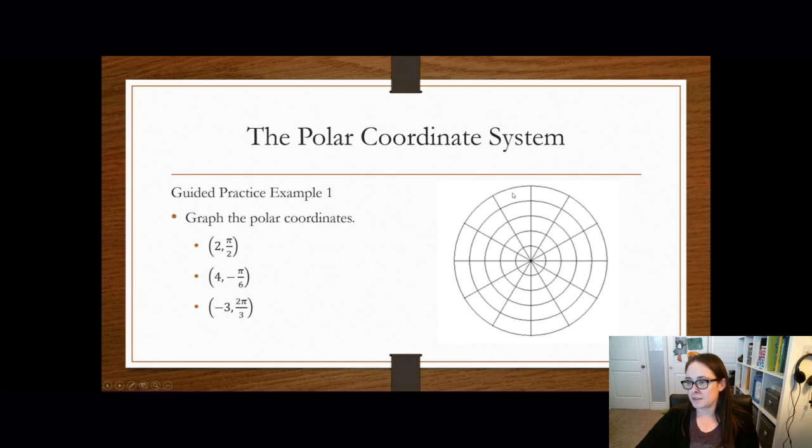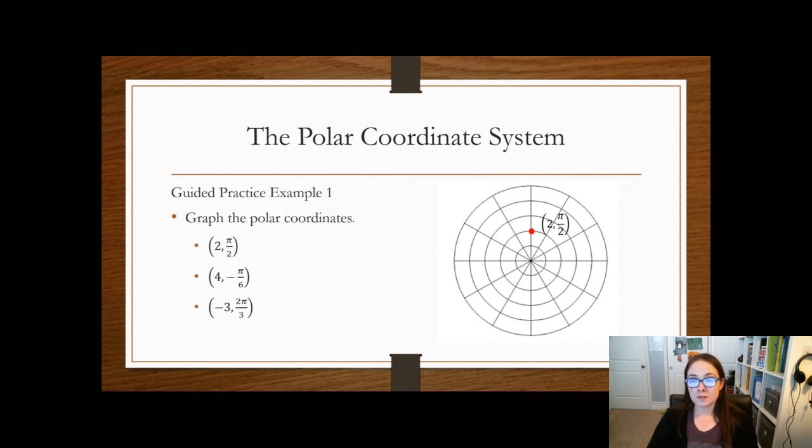And then I have this split up into sixths here. So I can see 6 pieces on the top, and each one of these is going to be another pi over 6. So pi over 2 is straight up, and 2 above the pole. So it looks something like this.